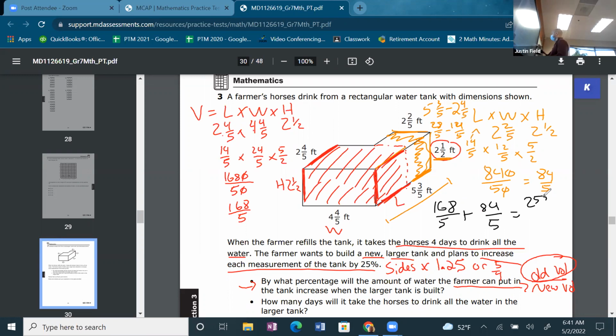252 over 5. That is the old tank volume. I'm going to write that down somewhere. 252 over 5.